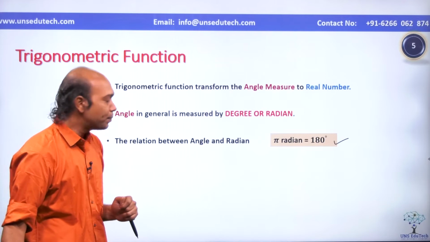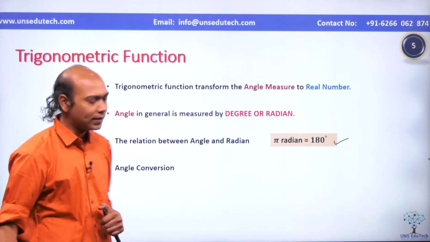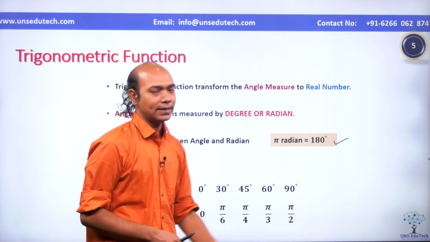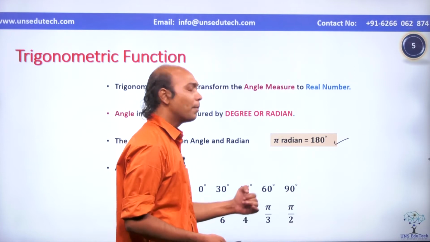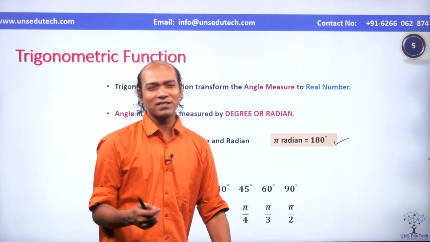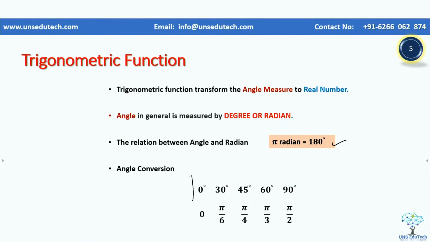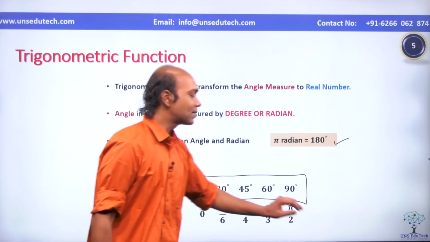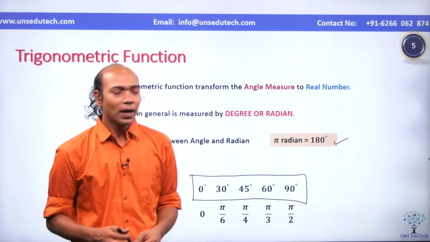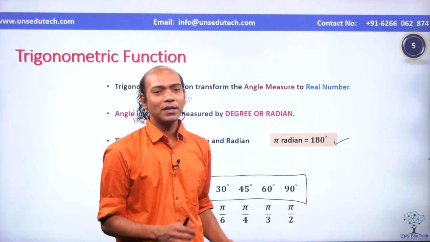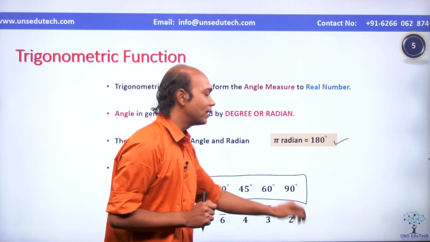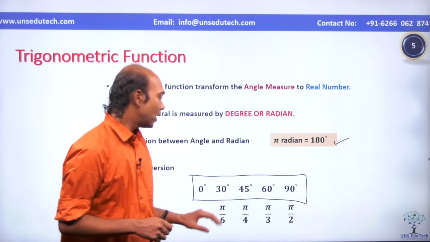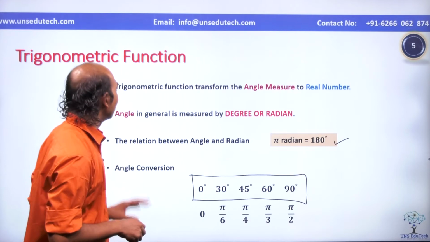Now take some special angles: 0, 30 degree, 45 degree, 60 degree and 90 degree. Whenever we convert them, you will find 0, pi by 6, pi by 4, pi by 3 and pi by 2. Just remember. But mostly in class 10 we solve problems using degree measure. We never discuss radian because it's not required, but you should learn it because next year in class 11, the first chapter will be regarding radian. So that's why it's mandatory. Okay, now this is the basic function.